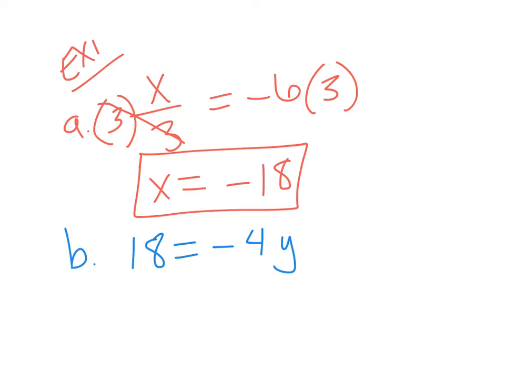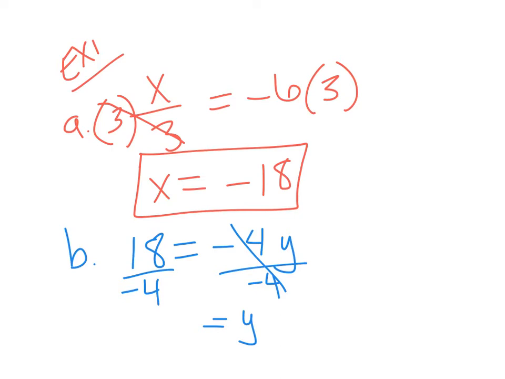All right, for B, 18 equals -4y. Does it matter which side the variable is on? No. So we can leave it over on the right-hand side and just move all the numbers to the left. When I have a number next to a letter, what kind of math is that? So the opposite of multiply is? Divide. So divide by, take the negative with it. Divide by -4. So that's canceled. I'm left with just the y.